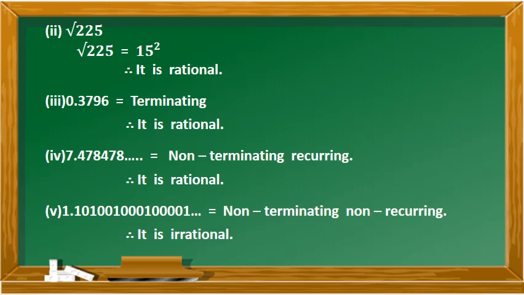Now the fifth one is 1.101001000100001... In this case you can see the block 01, and next it is 001, and again it is 0001, and again 00001. It means it is not getting repeated, because if it were repeating it would be 010101, but it is different. Therefore it is understood the division has not terminated and it is non-recurring also. Therefore it is an irrational number.